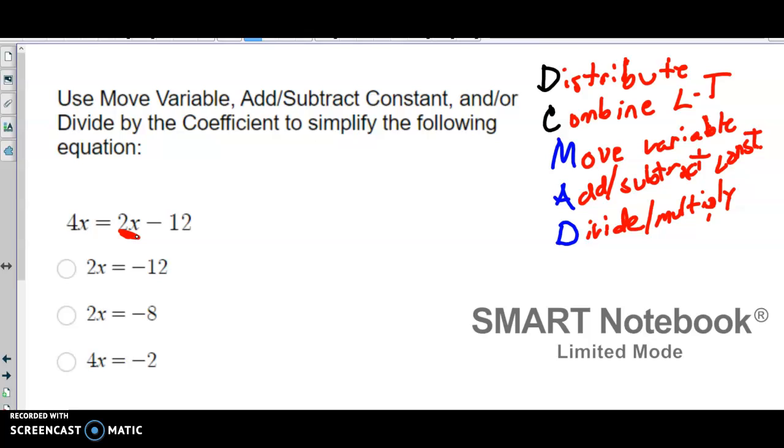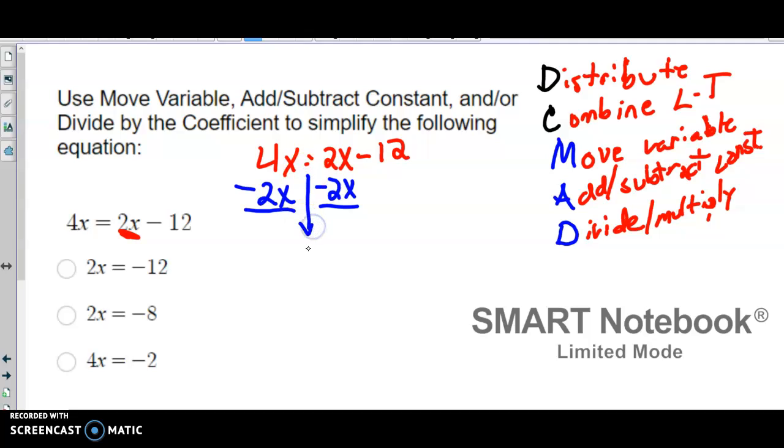Okay. So with this particular problem, I got 4x equals 2x minus 12. You have to do the opposite operation. So if I got a positive 2x, I got to do a negative 2x. Okay? And you got to do it to both sides.